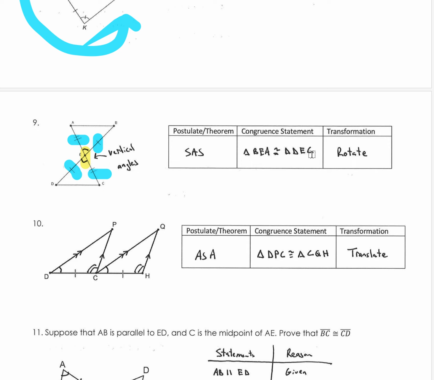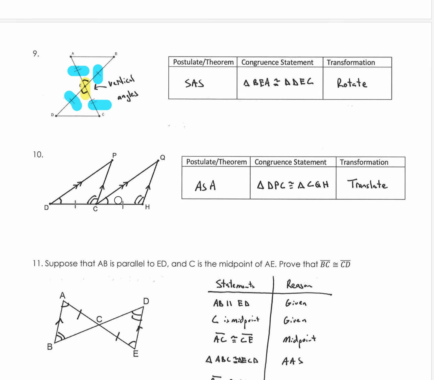That's me writing the congruent statement, making sure I'm matching up certain things with certain things. So like A matches up with C and so on. And then that's a rotation. Take that guy and rotate him around. You're going to get a rotation.